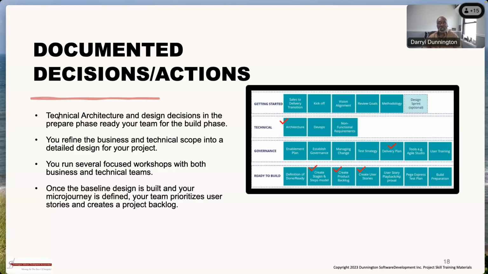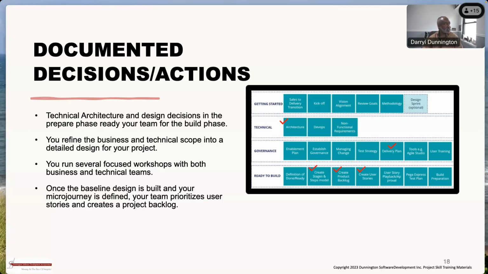Which workshops are we running? Which DCO workshops do we run? Do we pull together our business teams and our technical teams to make things happen? What is our baseline for design? What is being built? What's the micro journey? All of these have to be documented.